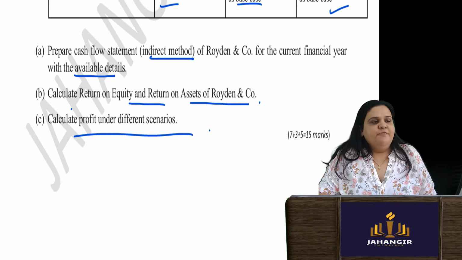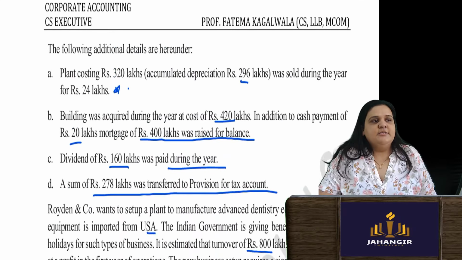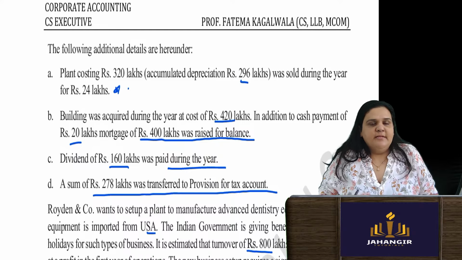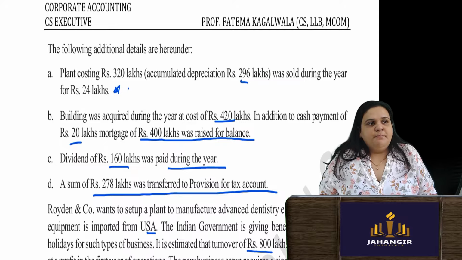Now part A, before making any cash flow statement, let us understand the journal entry. I am passing the journal entry for this sum as a working note. You may not pass it, that's okay. First one is plant costing 320. It had some depreciation of 296 lakhs. It was sold for 24 lakhs.